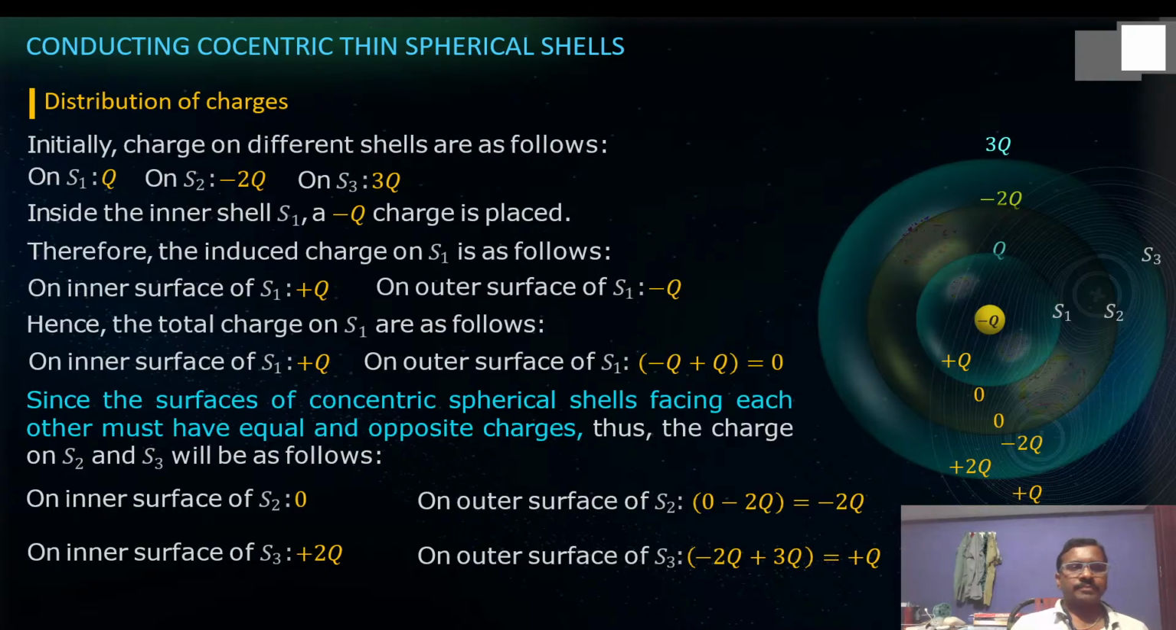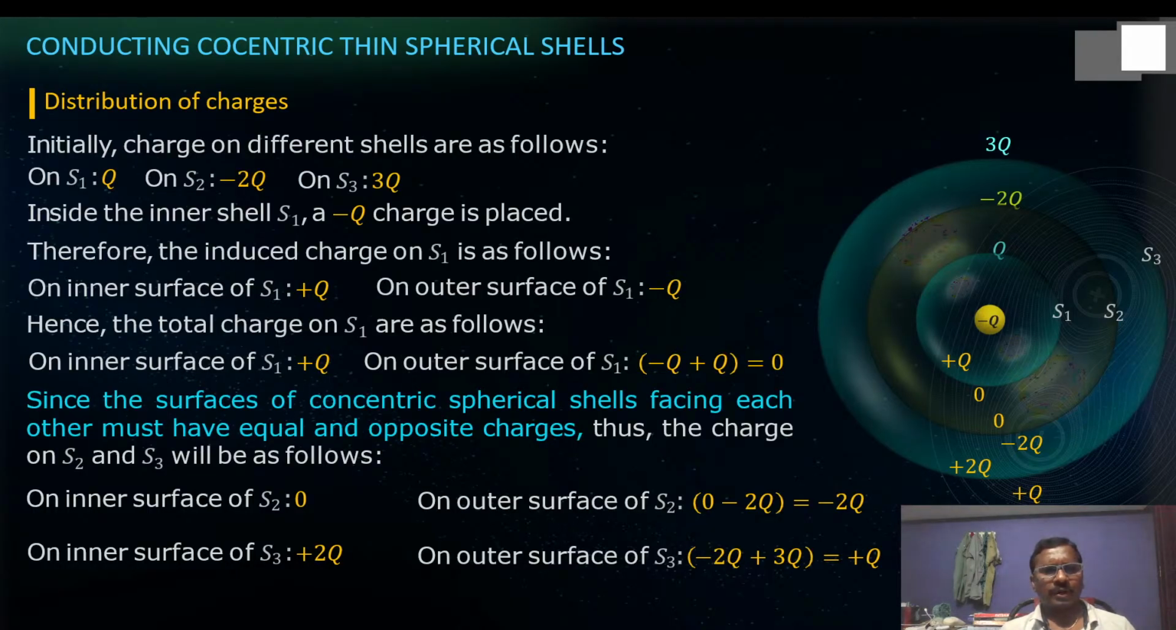So now let us see. Conducting concentric spherical shells. That is different. If you want to find out the flux, we can find it as q by epsilon naught. But they are asking for the electric field, so that's why you cannot use it. Okay? So see this question. Let us see, they have given three shells, I think.